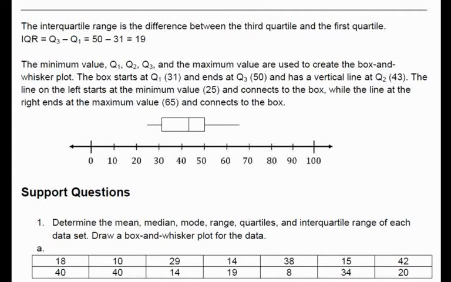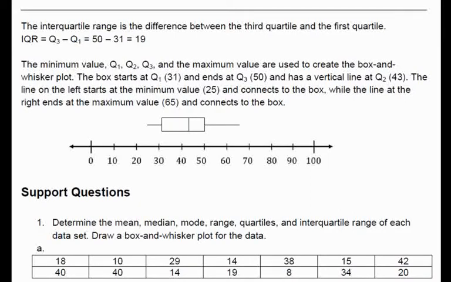So now to draw our box and whisker plot, we're going to do this in the support questions, but what I recommend is you draw the box first. So draw vertical lines at Q1, Q2, and Q3. At Q1, which is about 31, you would draw a vertical line there. At Q3, you would draw a vertical line at 50. Q2, a vertical line at 43, and then you can complete your box.